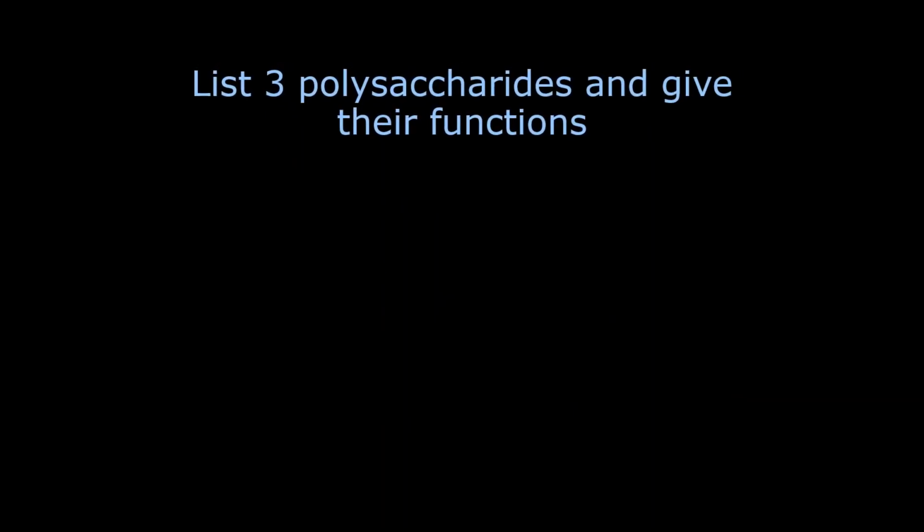All right, list 3 polysaccharides and give their functions. Well, we talked about plant starch, which was some way for a plant to store sugar. We talked about animal starch, also known as glycogen, which you store in your liver and muscles, a way to store energy. We talked about cellulose being a long chain of monosaccharides, and they functionally act as a structural fiber, like plant fiber. And we also mentioned chitin, and there are, of course, many others, but these are the ones you usually see: starch, glycogen, cellulose, and possibly chitin.